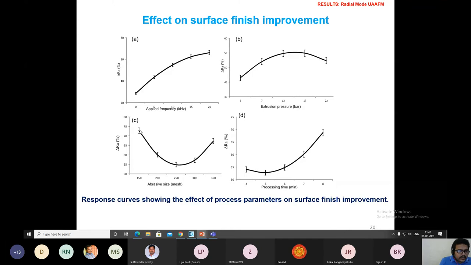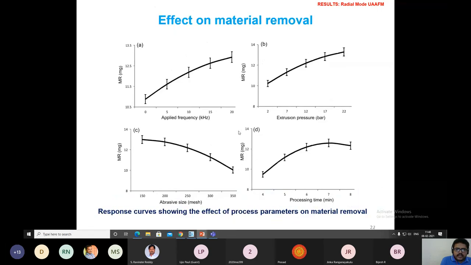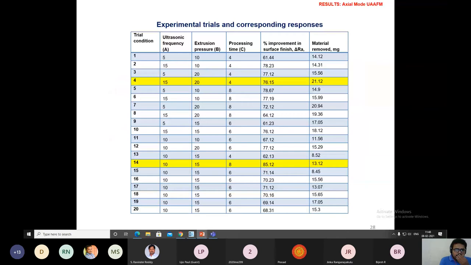For example, at 150, if the mesh size is lower, the surface finish is increasing, and with a further increase in mesh size the surface finish is decreasing, and with a further increase of mesh size, again it is increasing. So it is not showing a convincing result, and it is also not showing a significant result when interacted. So in the next set that part is neglected, and the number of experiments is also reduced. We have taken only three factors and three levels. The levels are also minimized based on the previous result.